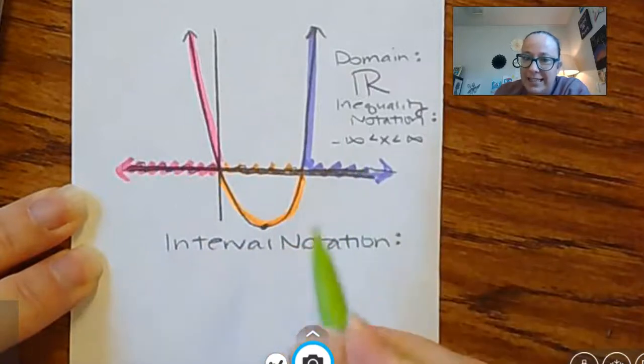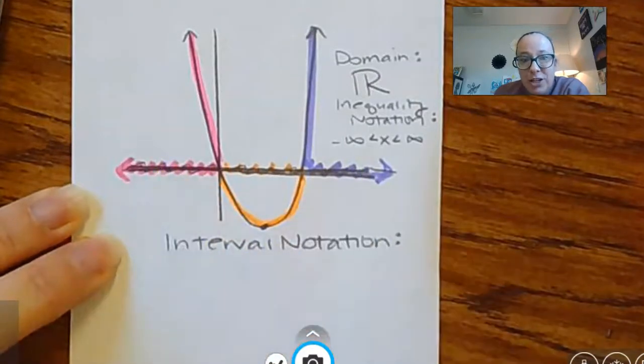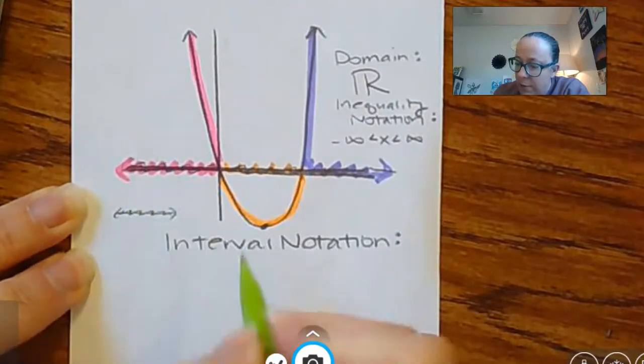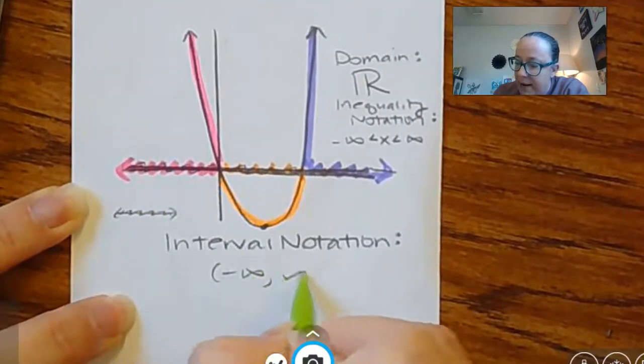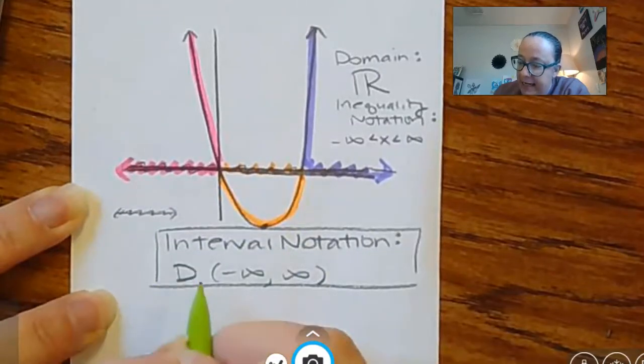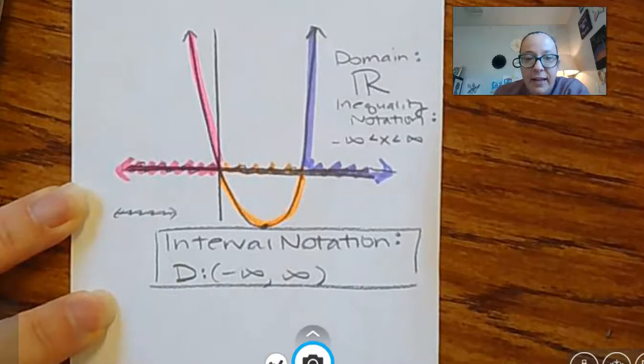once you realize it's everything, that it covers the whole x-axis, this is like what we were doing in section 2.2. The whole x-axis is covered. So what would that be? That would be negative infinity to infinity. So the domain, I'm going to put D for domain, is negative infinity to infinity.